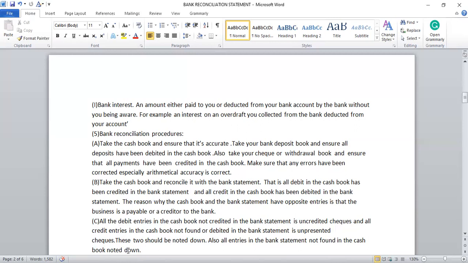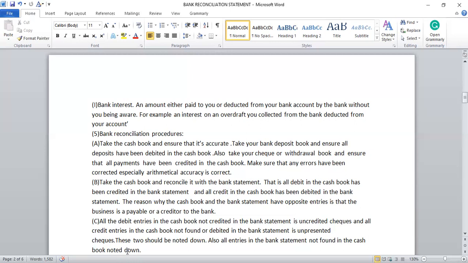So what I'm saying is that when you reconcile your bank statement with your cash book, you take your cash book and your bank statement, and you realize that you've debited an amount in the cash book, but it has not been credited in the bank statement. It's what we call uncredited checks. When you take your cash book and you credit an amount in the cash book, but it has not been debited in the bank statement, it is unpresented checks.